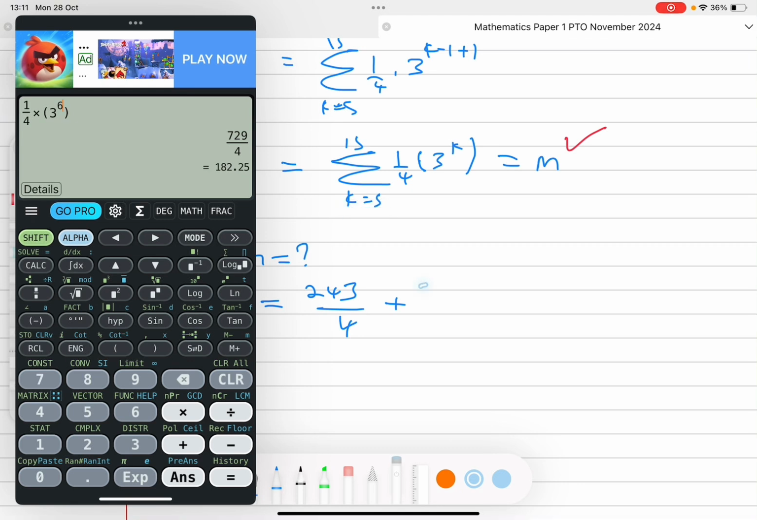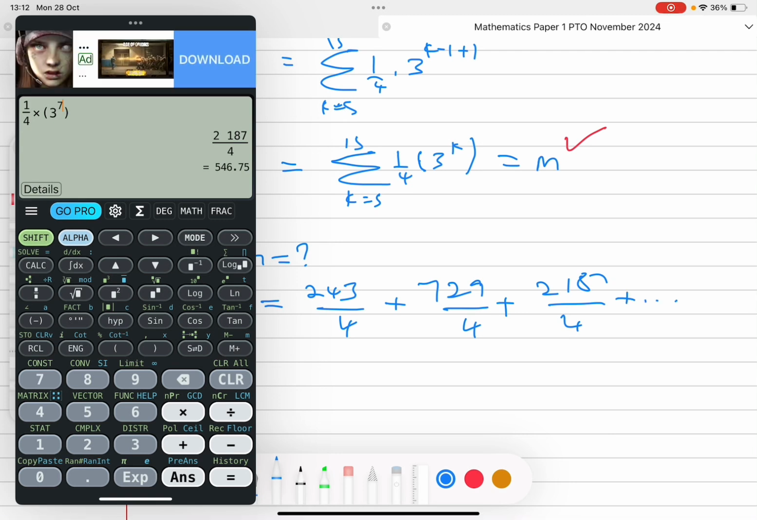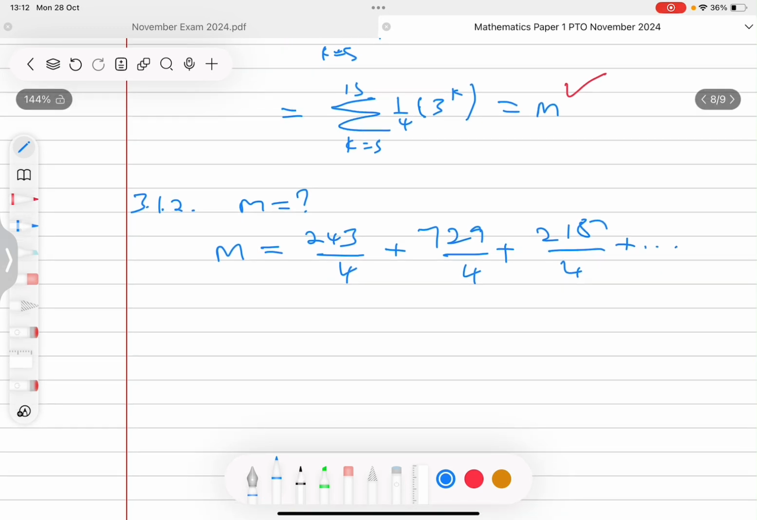Then this gives me 729 over 4. Then we'll add as well a 7. This gives me 2187 over 4. I only need 3 of these terms to begin with, right? So this goes into infinity, right? So looking for the sum of this.